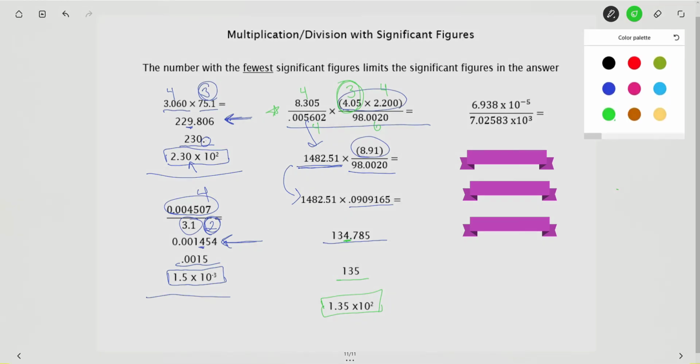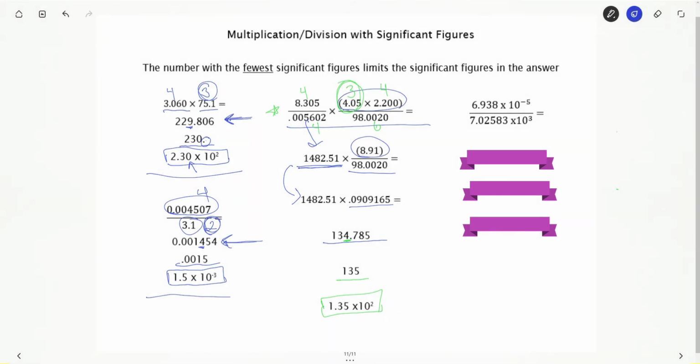Last example here, I'm going to switch back to my blue for my last example. I threw in some scientific notation because, again, I just love scientific notation. All right, so this is just a simple division problem. Here is the answer that my calculator spits out.